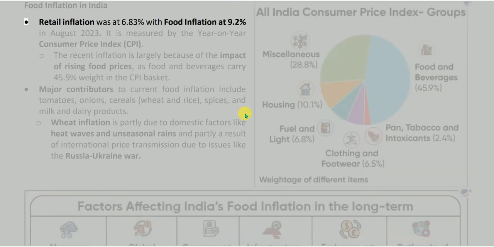Retail inflation was at 6.83% with food inflation at 9.2% in August 2023. It is measured by the Year-on-Year Consumer Price Index, CPI. The recent inflation is largely because of the impact of rising food prices, as food and beverages carry 45.9% weight in the CPI basket. Major contributors to current food inflation include tomatoes, onions, cereals, wheat and rice, spices, and milk and dairy products. Wheat inflation is partly due to domestic factors like heat waves and unseasonal rains and partly a result of international price transmission due to issues like the Russia-Ukraine war.